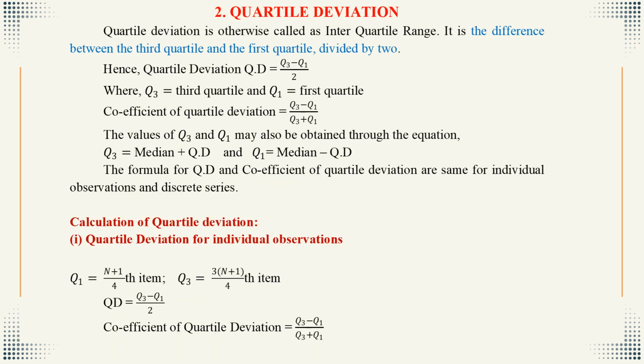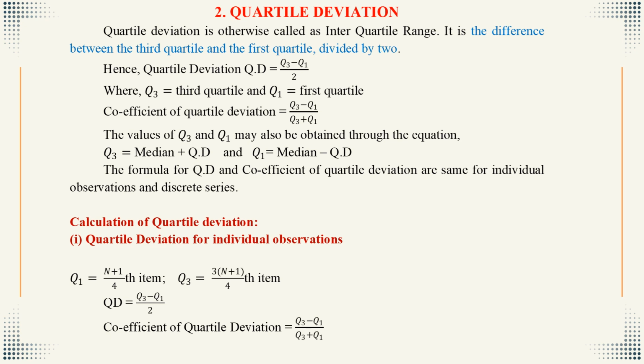And the second one is quartile deviation. Quartile deviation is otherwise called the interquartile range. It is the difference between the third quartile and the first quartile divided by 2. There will be 4 quartiles. Here quartile deviation is (Q3 minus Q1) by 2, where Q3 is the third quartile and Q1 is the first quartile. Coefficient of quartile deviation equals (Q3 minus Q1) divided by (Q3 plus Q1).